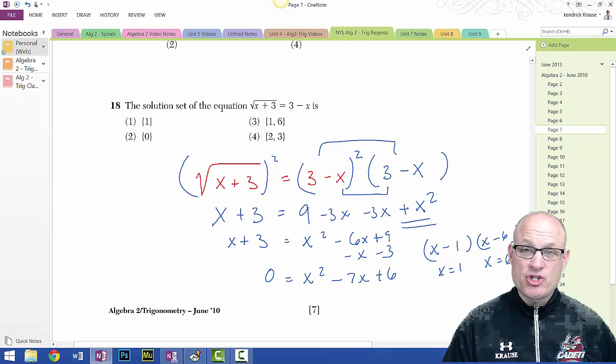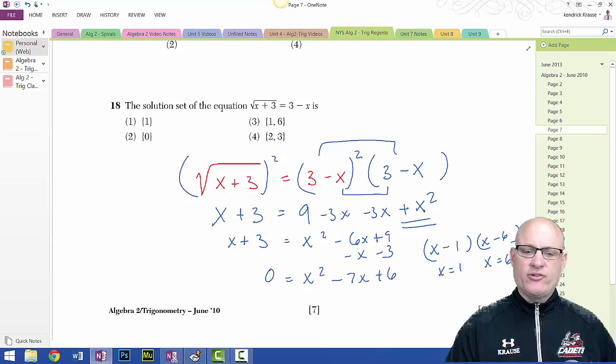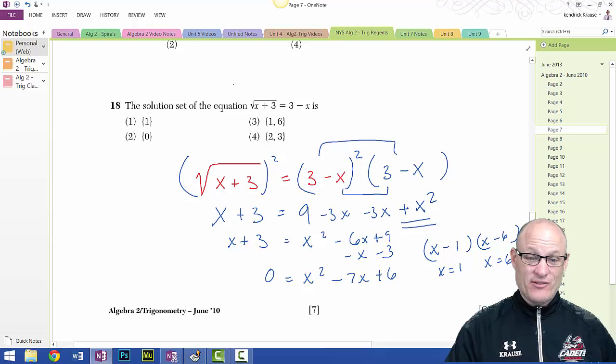Everything must be checked. Do not be lazy. Go through all of this work and check it. Not only that, I wouldn't even probably do this question this way since I can do these all backwards. Yeah, I'm going to check my answers. My two answers are 1 and 6.